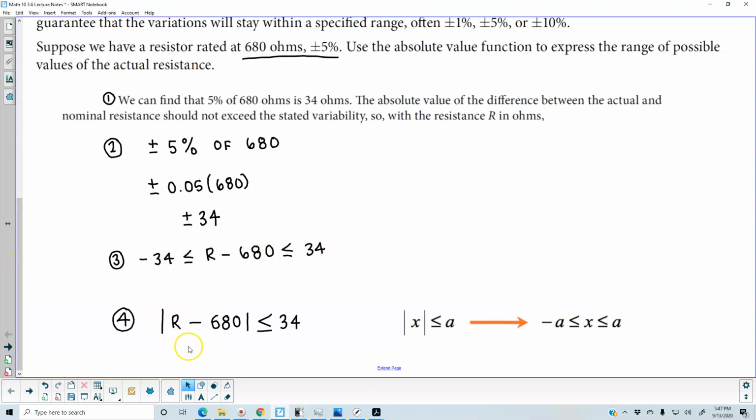And now rewriting it in terms of an absolute value function, it would be the absolute value of R minus 680, which is less than or equal to 34, because by the definition, the absolute value of x less than or equal to a constant a is where x is in between negative a and positive a.